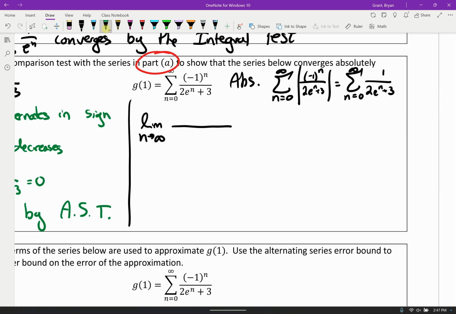I'll just take the new one we're looking at, which is 1 over 2e^n + 3, and then the old one, which is 1 over e^n. And again, you can switch that order. What we're trying to do is we're trying to take this limit and see if we get an actual value.